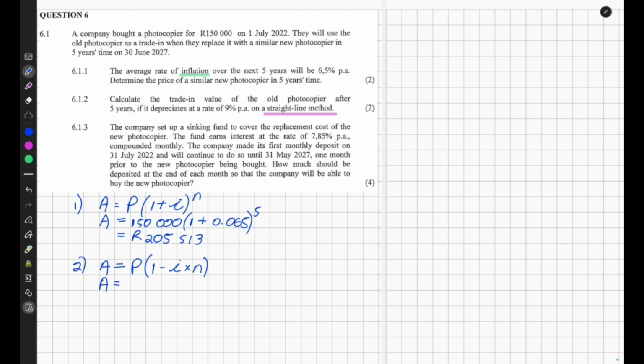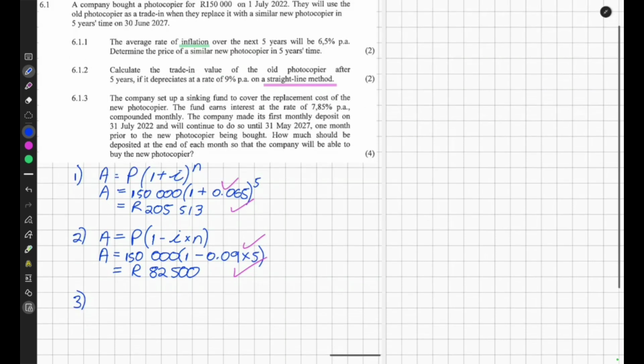Now, I am still looking for the price after 5 years, and my starting price is the same, 150,000. 1 minus 0.09 times 5. I can just type that in the calculator, and my calculator tells me this is 82,500. So both of those questions, 2 marks: one for subbing in, one for the answer, one for subbing in, one for the answer. So fairly easy, even if you did not have a clue what sinking fund is or that this was sinking fund. So now question 3 is a little bit more tricky, but it's not a level 4 question.